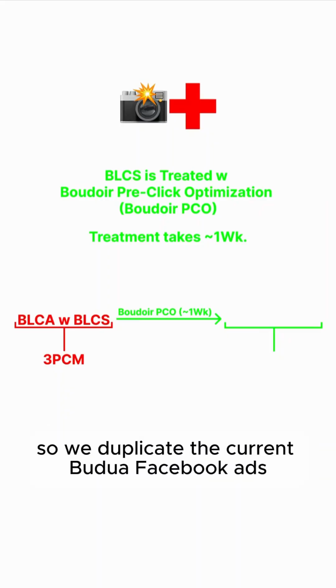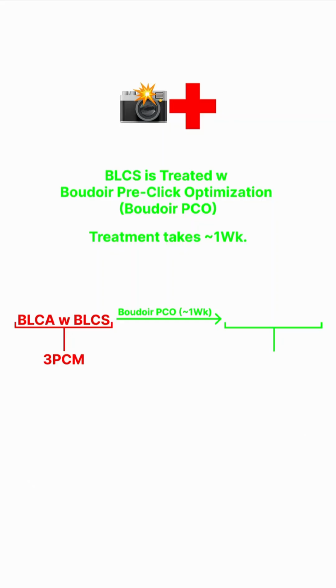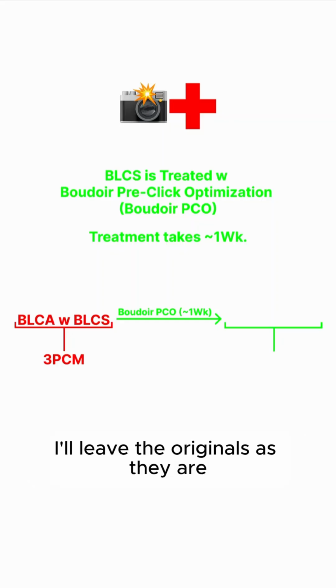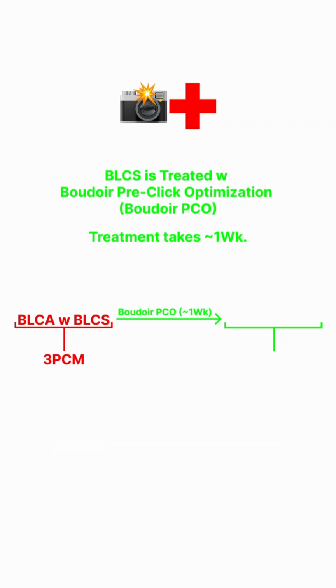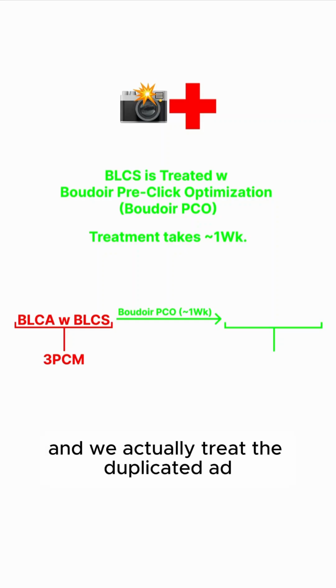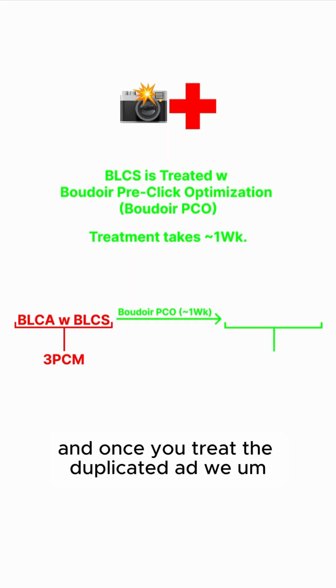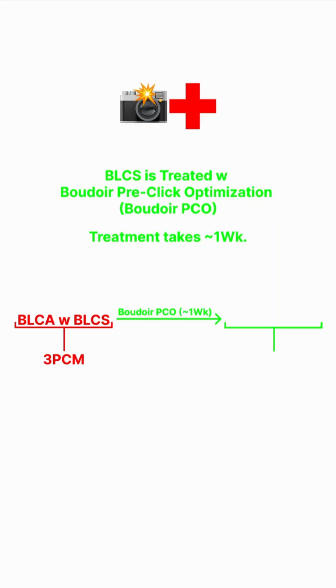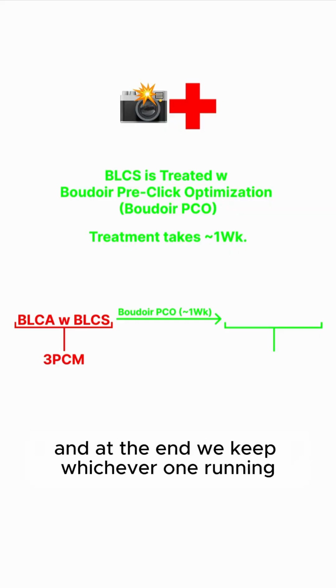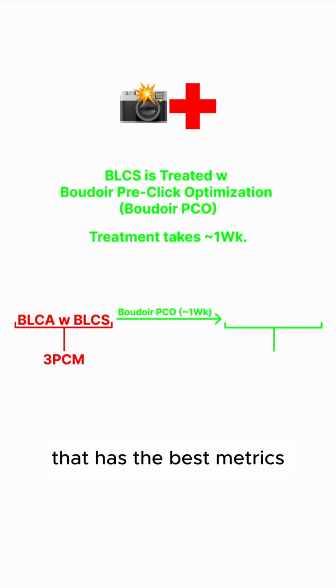So we duplicate the current Boudoir Facebook ads, leave the originals as they are, running or not running, and we actually treat the duplicated ad. And once we treat the duplicated ad, we run that treatment for about a week, and at the end, we keep whichever one running that has the best metrics.